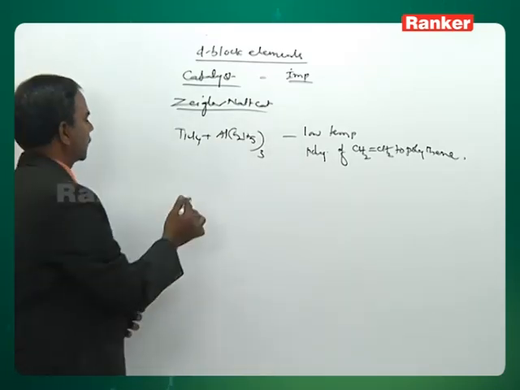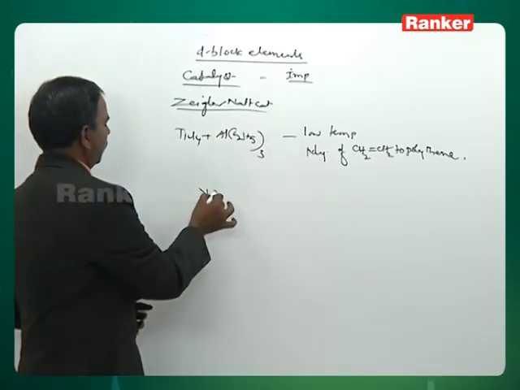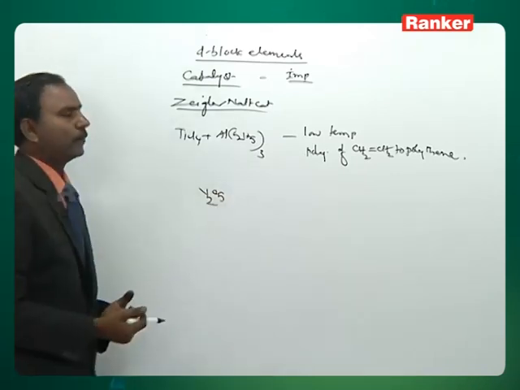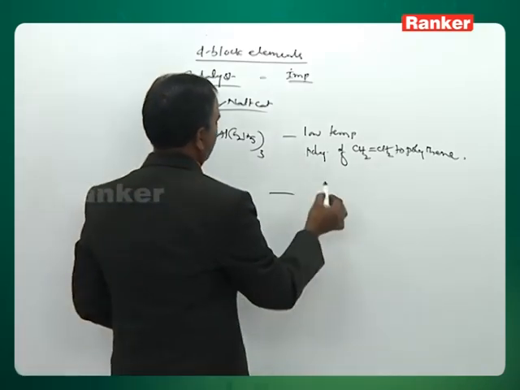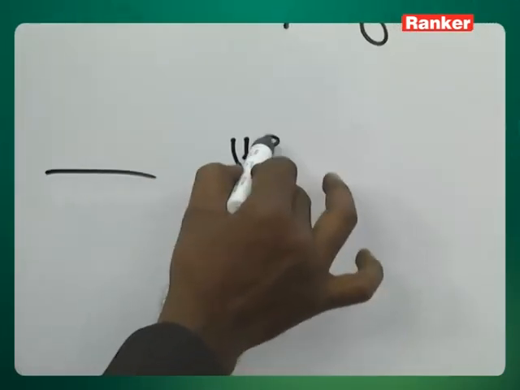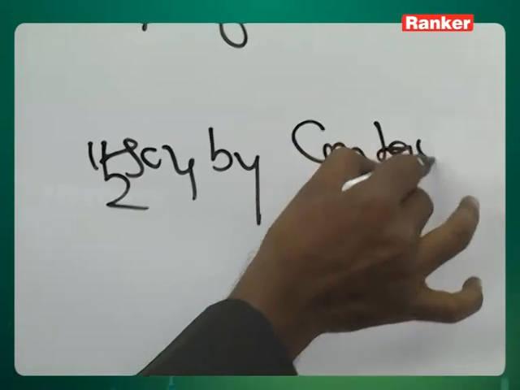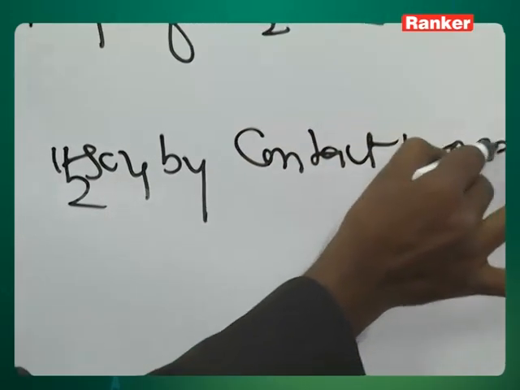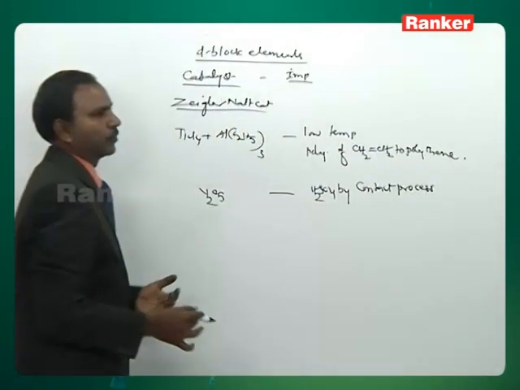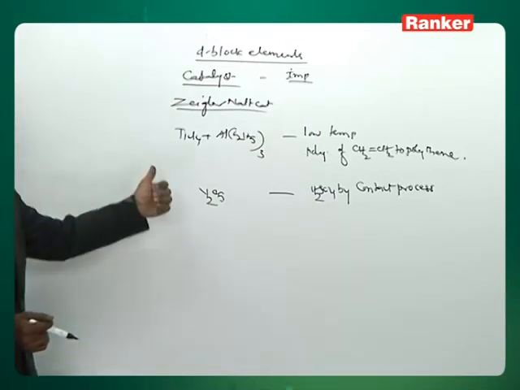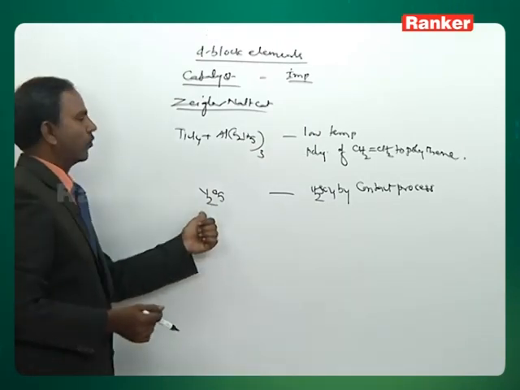Very important catalyst. You might be knowing V2O5. It is used in the commercial manufacture of sulfuric acid by the contact process. This is the particular catalyst used. So, Ziegler-Natta catalyst, V2O5.